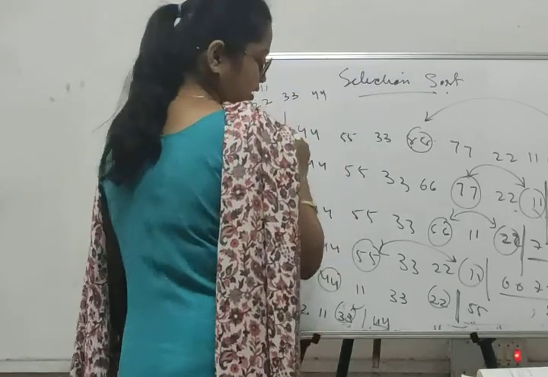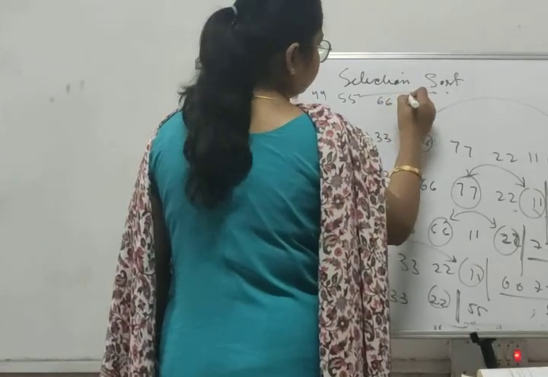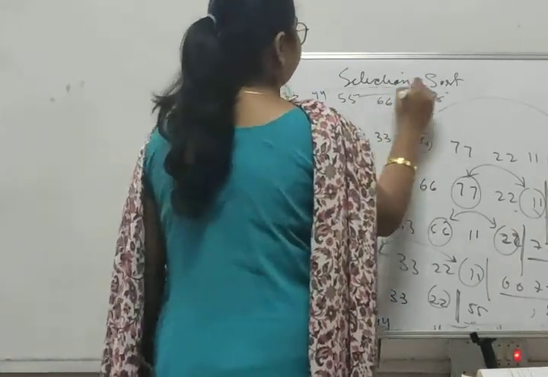So next the resultant is, very simple. It's done. 7, 8, 8. So this is our sorted array.